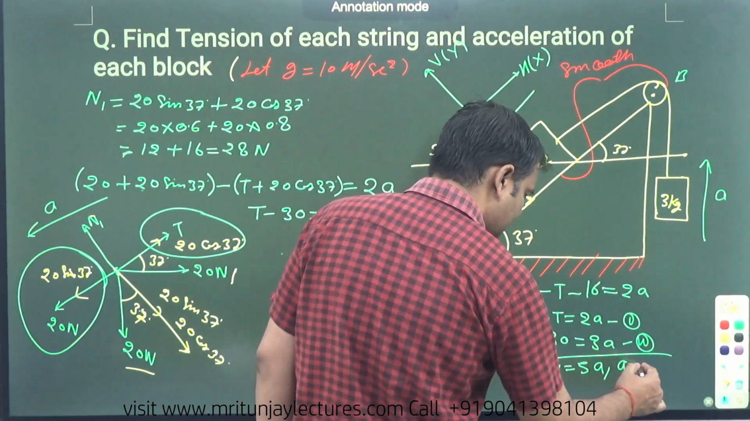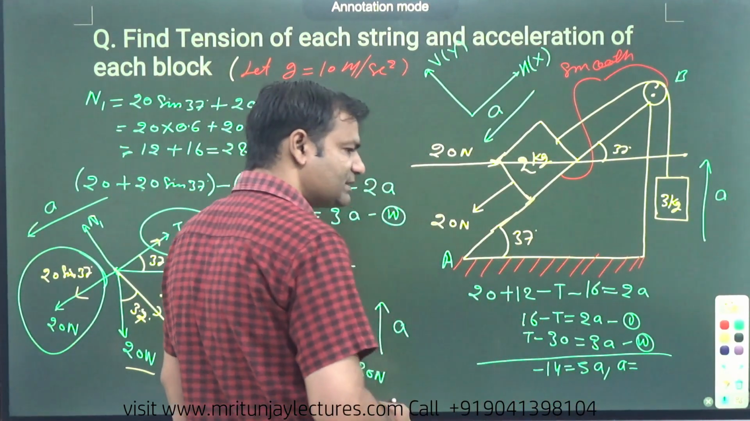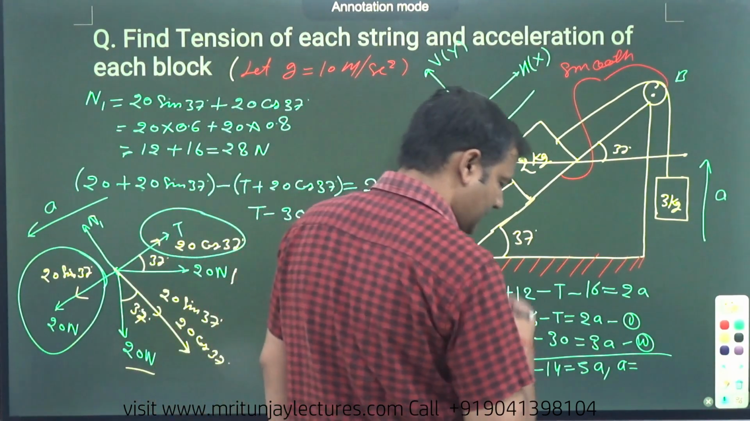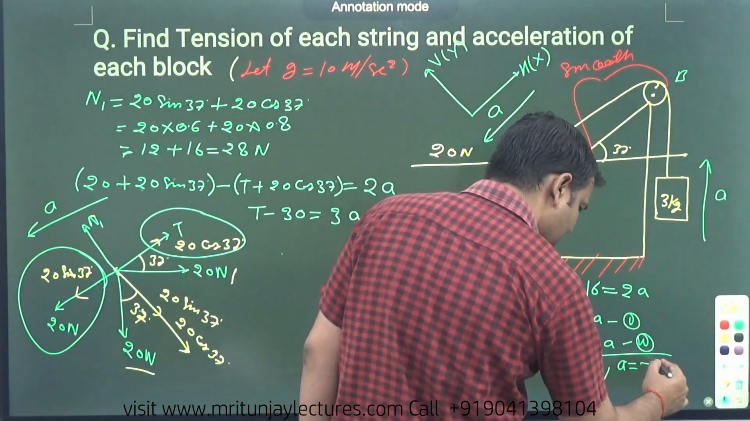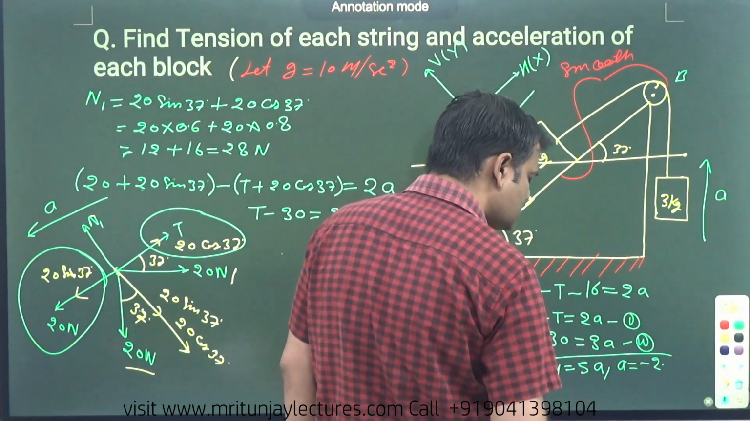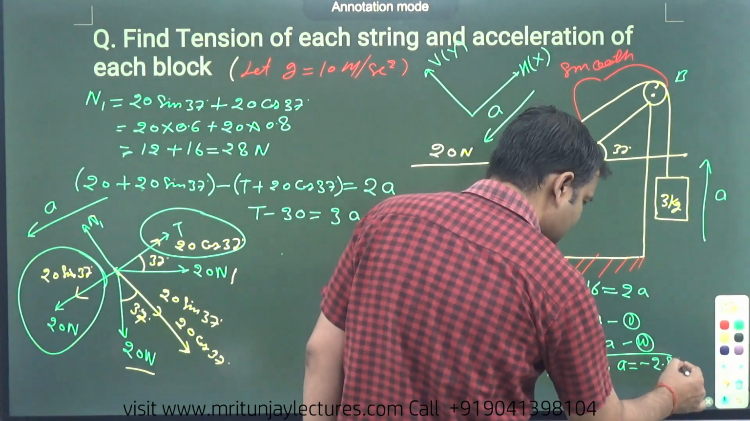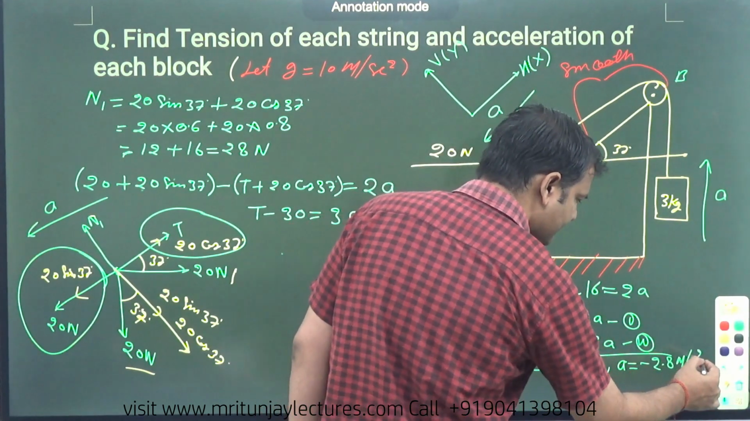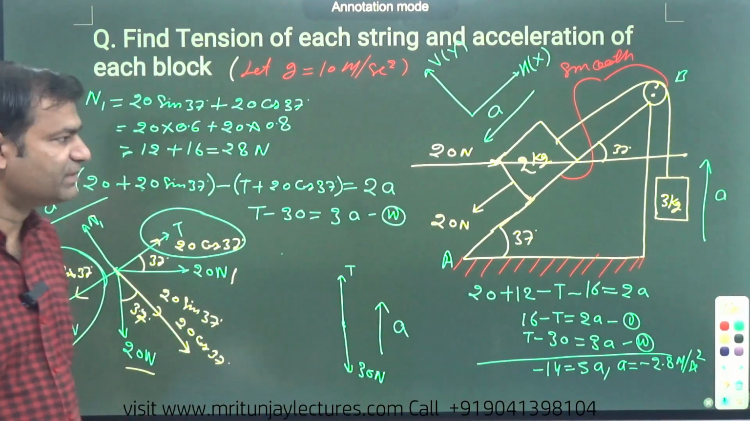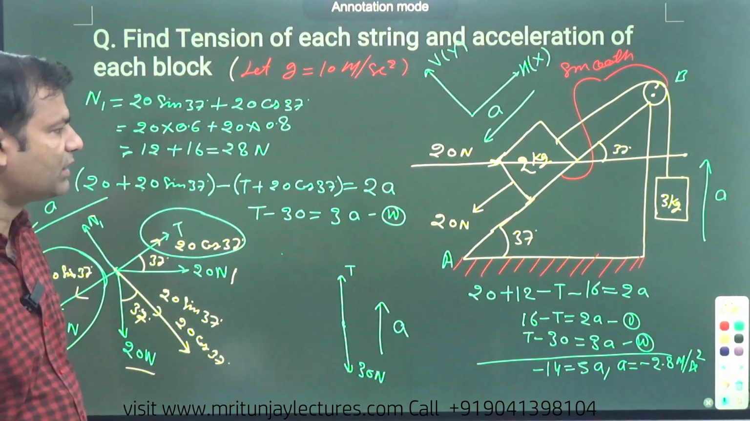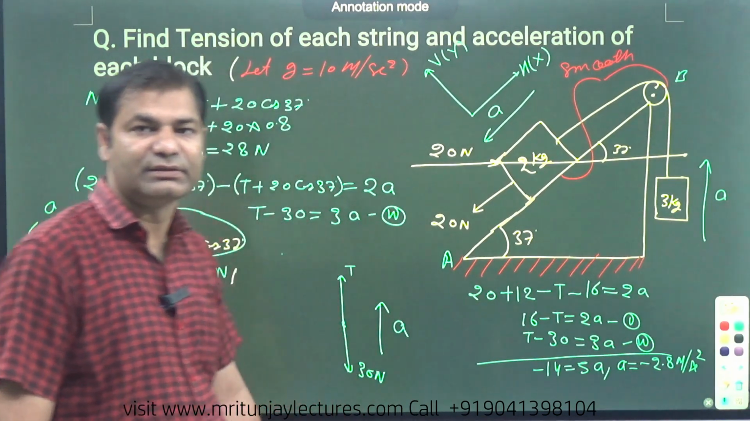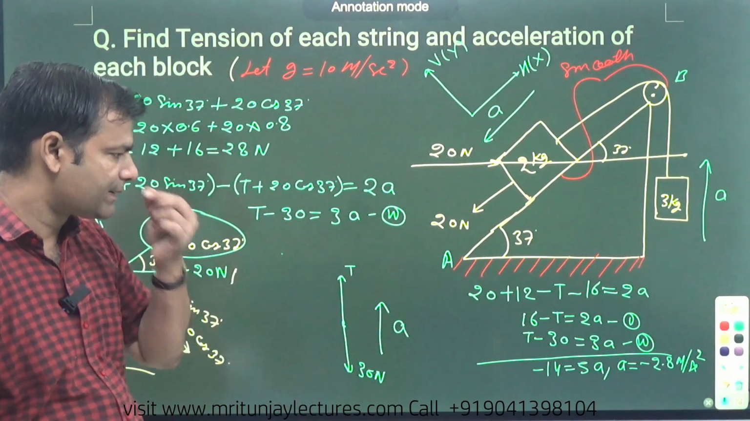So what about A? A is minus 14 by 5, it is written as minus 2.8 meter per second square. It means the whole system is going in the upward direction. A is negative, it means that.